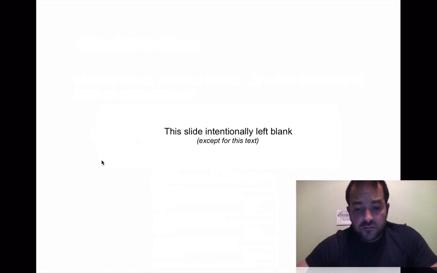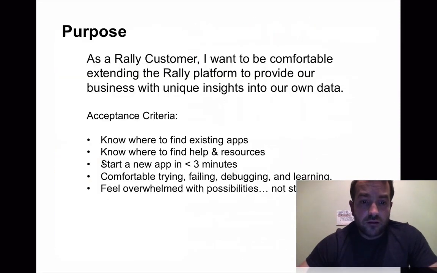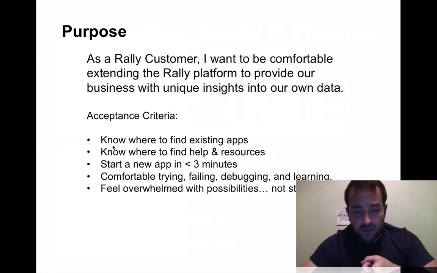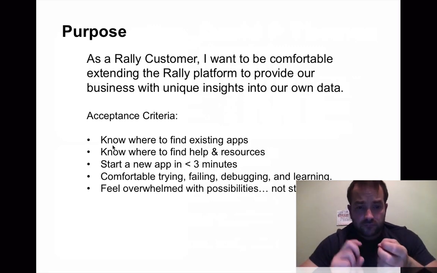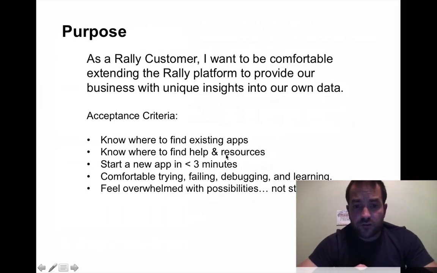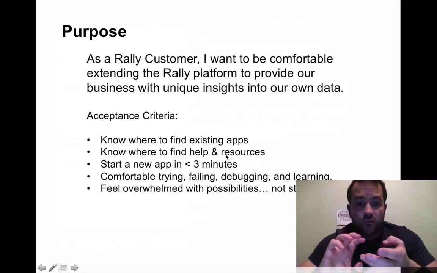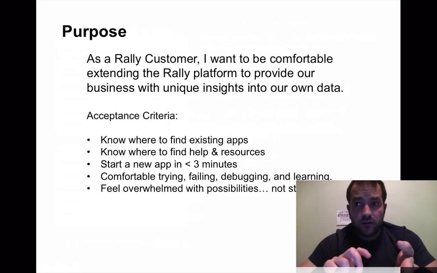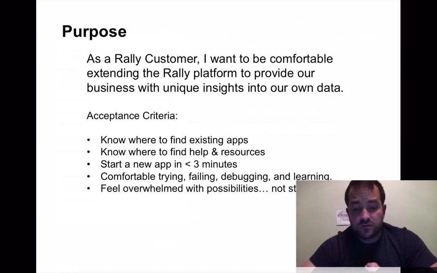This is a long session, but again, back to our purpose, right? And our acceptance criteria. I don't know if I'm going to do another session on grids here, but we talked about where to find existing apps in GitHub and the 3 repositories. We've used the SDK and API docs a lot in terms of where to find help and resources. When we started this app today, we pulled the code out of GitHub and got going, right? Comfortable trying, failing, debugging, and learning. We've been doing a lot of coding, tripping up a lot, getting stuff fixed, using debugging. That's why these sessions are long.